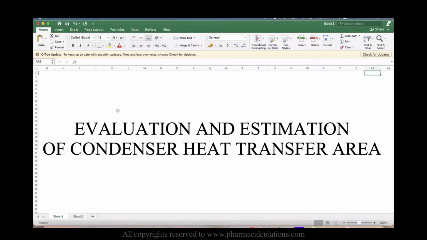The topic that we have selected is evaluation and estimation of condenser heat transfer area. It's nothing but checking the adequacy of an available condenser for a specific process. And the second part is going to be about estimating the heat transfer area of a condenser based on the reactor capacity. So, before going into the topic, let's see the basics.